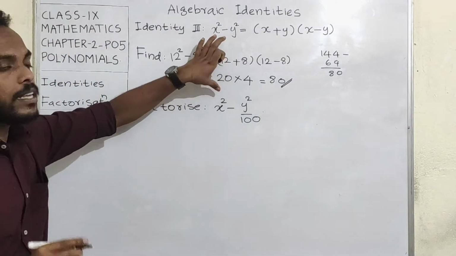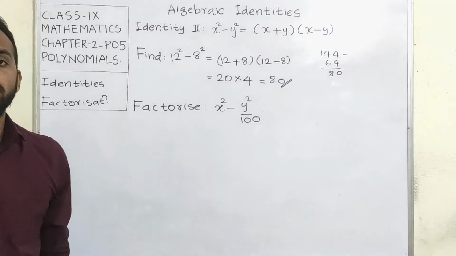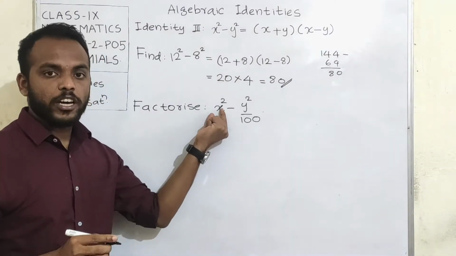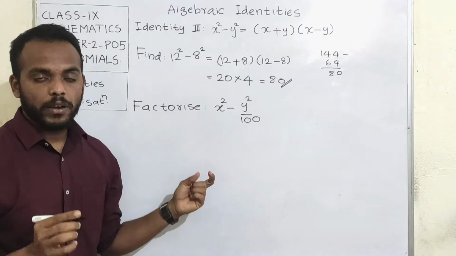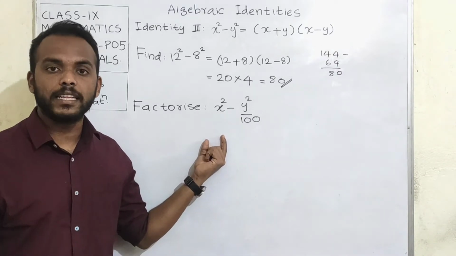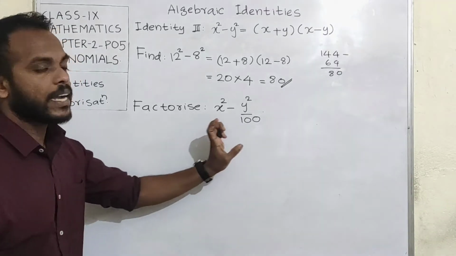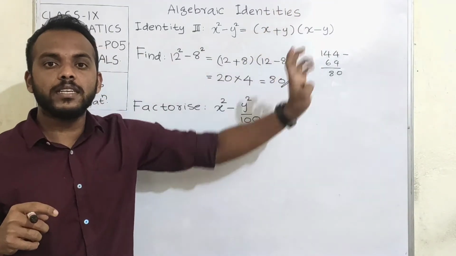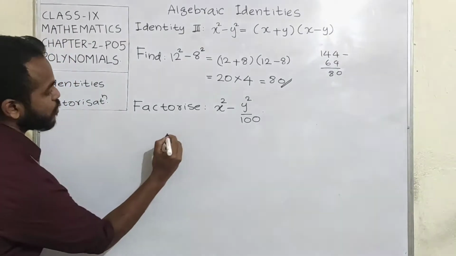Now let's see how this helps us in factorization of polynomials. First of all, this is x square minus y square by 100. So if we are able to make this into something square, or first number square minus second number whole square, then we can factorize this as the sum of the two numbers times the difference of the two numbers. So let's try to do this one.